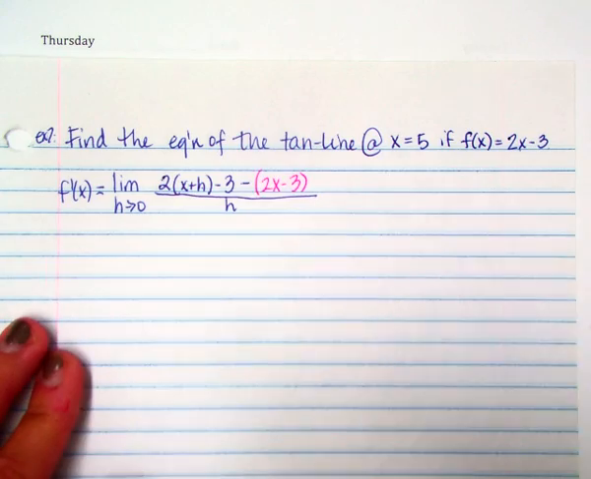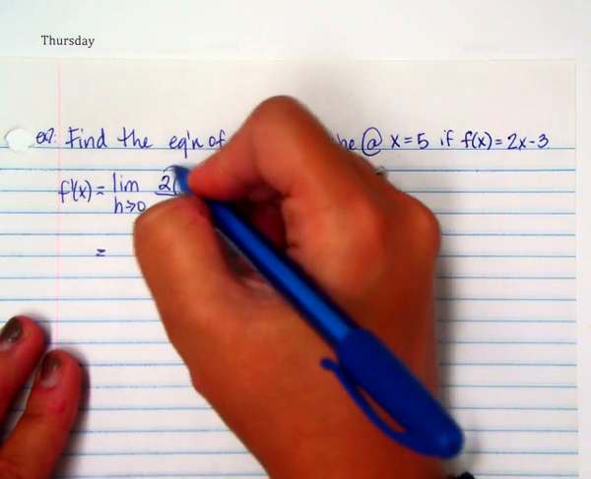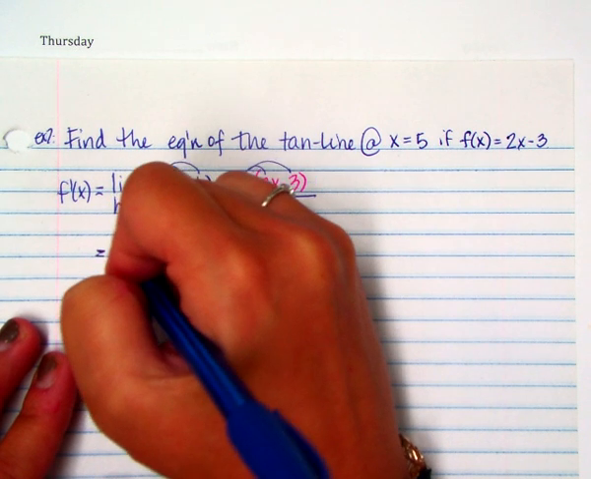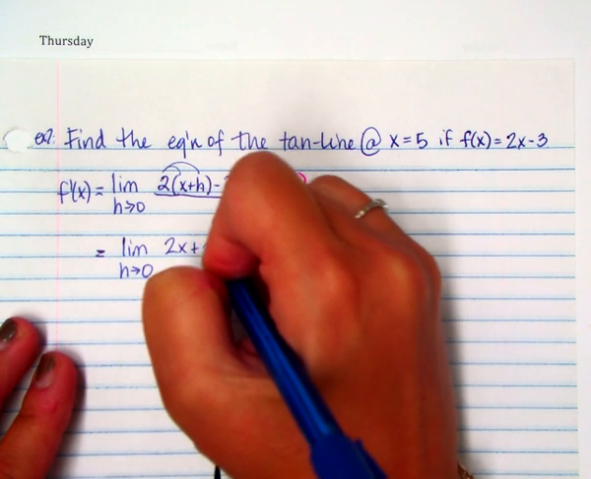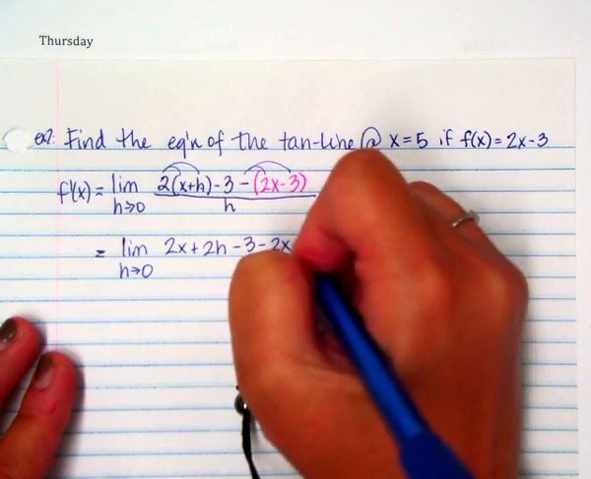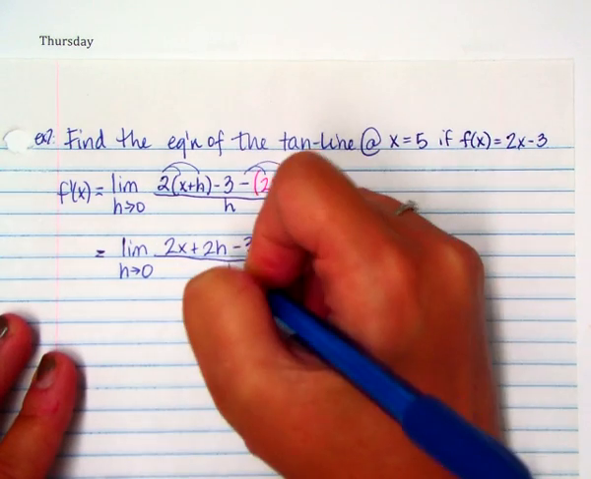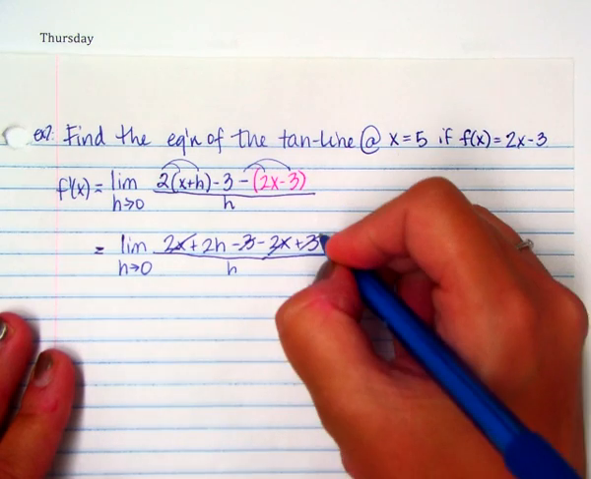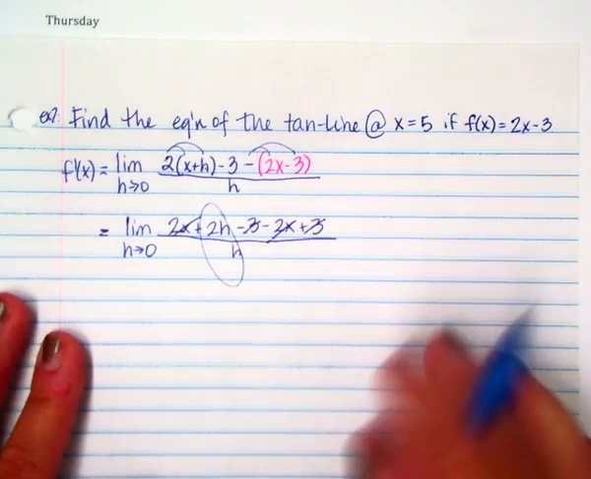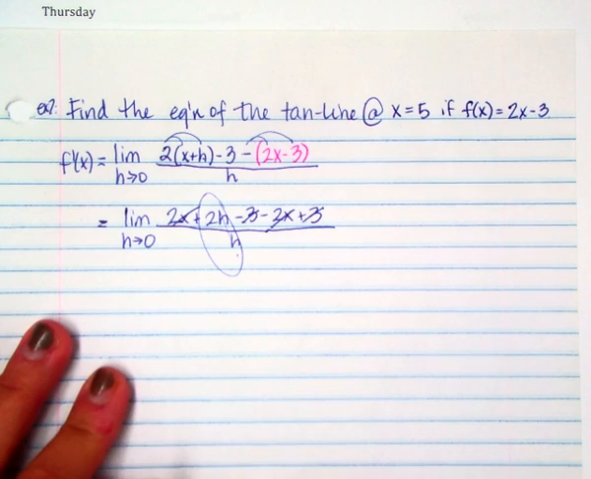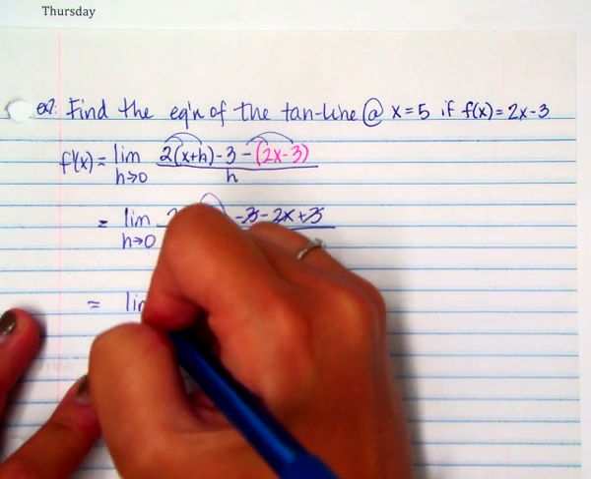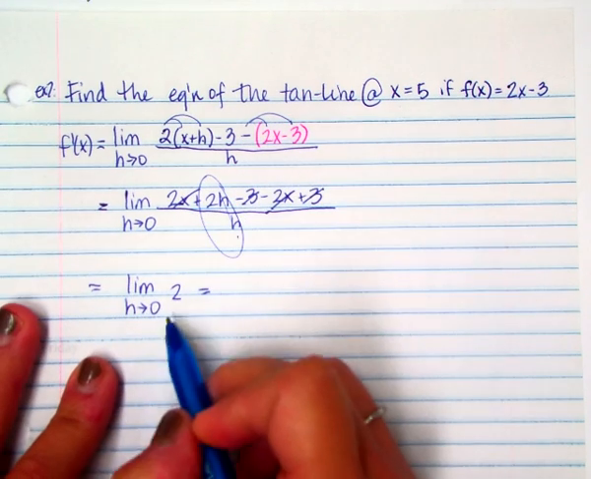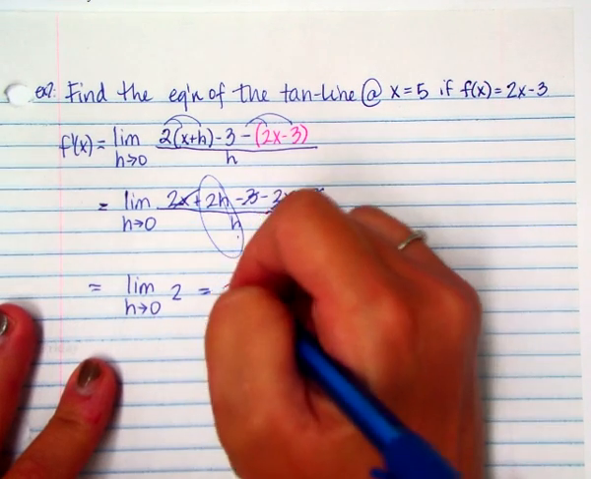So I'm going to try to finagle this a little bit. I'm actually going to distribute this through and see if I can get these h's to eventually cancel. So I have 2x plus 2h minus 3 minus 2x plus 3 all over h. Turns out that these 2x's cancel. This minus 3 and this plus 3 cancel. And this is the expression that I'm left with. So indeed, even my h's will cancel. So I'm left with the limit as h approaches 0 of the number 2. And we know that there's no h to play a role here, so my answer is 2.